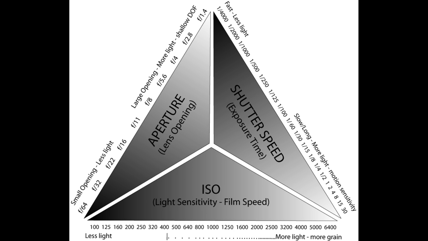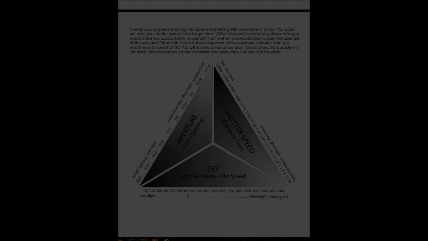That is when you would have to open the aperture all the way, and if that didn't even out your exposure on the exposure indicator, then you would have to raise that ISO. You'll have to compromise grain for sharpness. ISO is usually my last resort. Since sharpness is more important than grain, then I will sacrifice the grain.